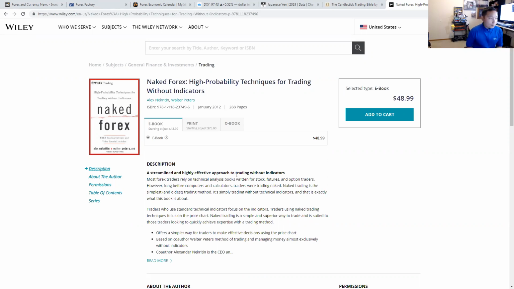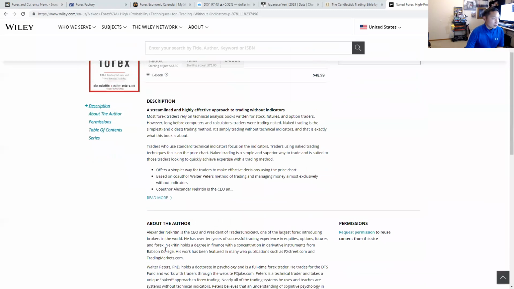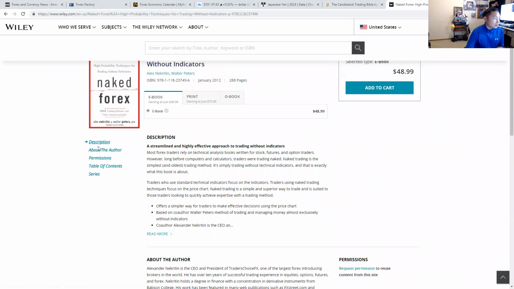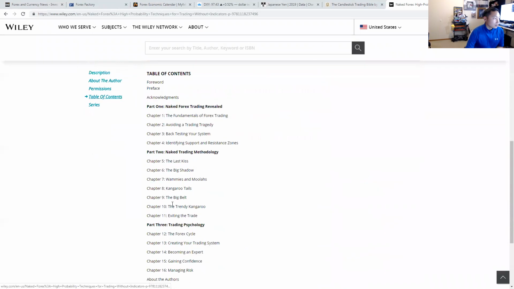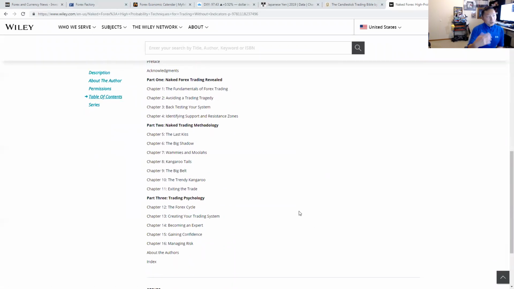So the first two chapters of this book are very, very important. Table of contents: the fundamentals of forex trading and avoiding a trading strategy. So those are the two important chapters. But to be honest, I read the first 4 chapters of the book, and then that's it. So I didn't read part 2 or part 3.